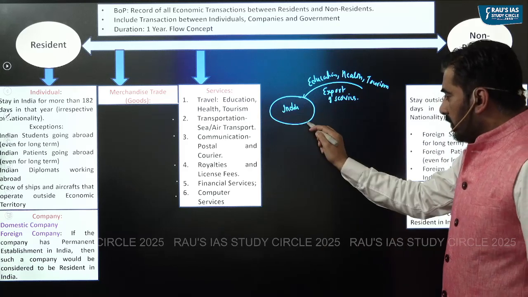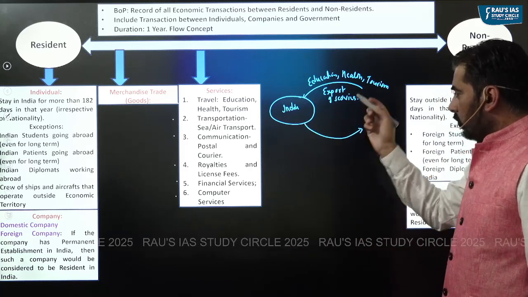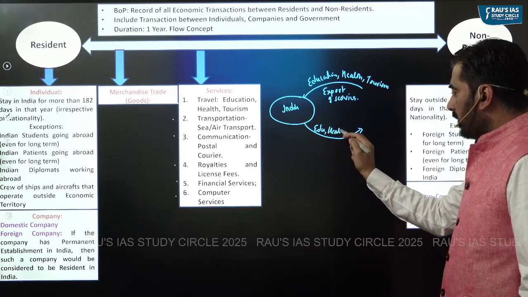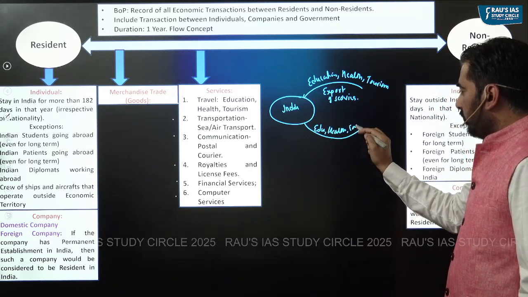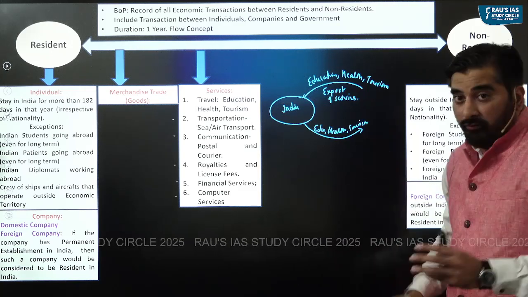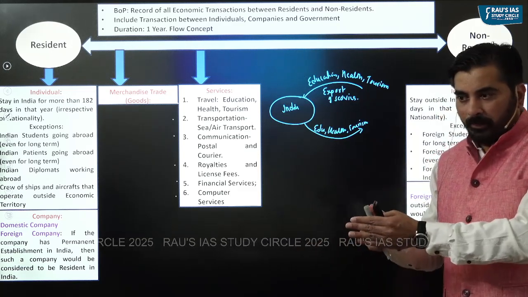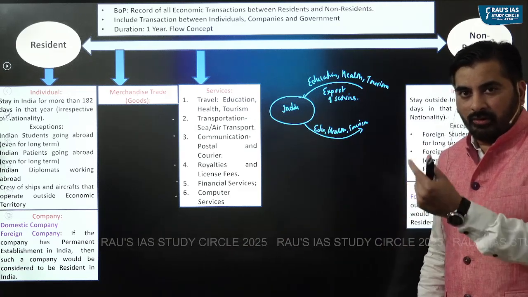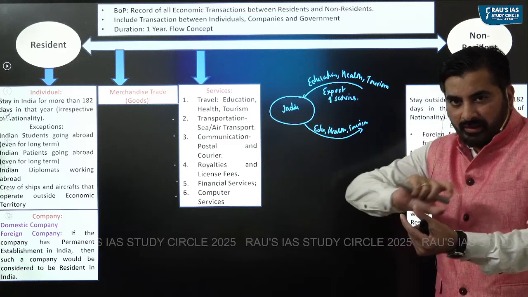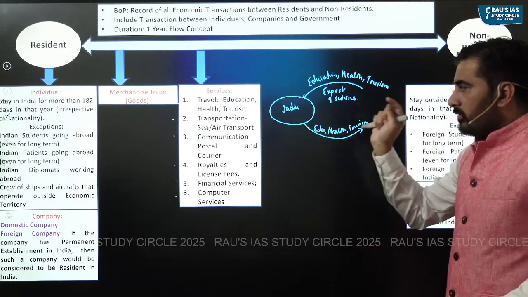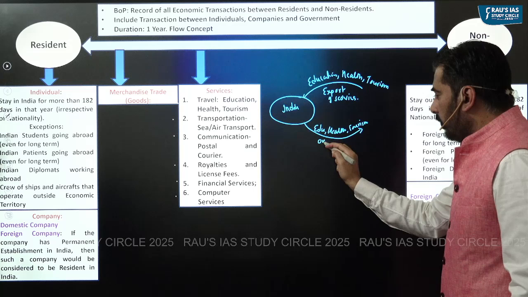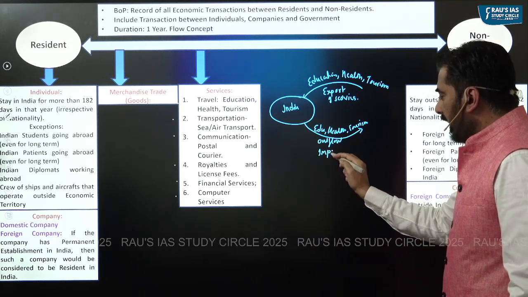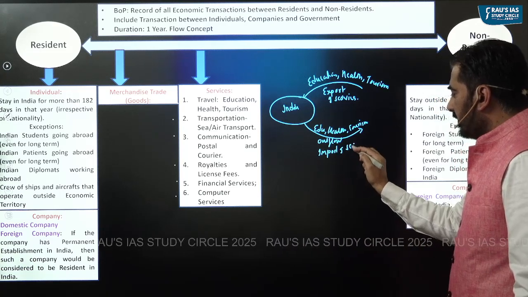Same way, you have Indian residents who may go abroad for the purpose of education, for health treatment, for tourism. When we go abroad, what we do, at the airport, we will give rupees and get an equivalent amount of foreign currency. That foreign currency we are taking out of India. So this is actually an outflow. Because it's an outflow, it will be denoted as import of services.